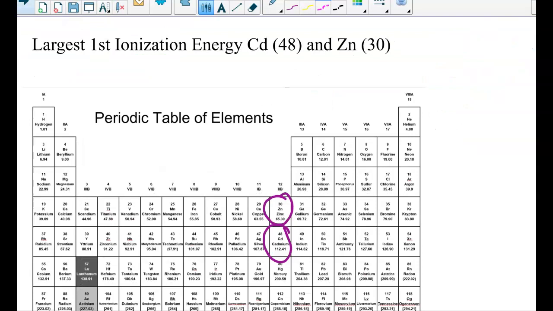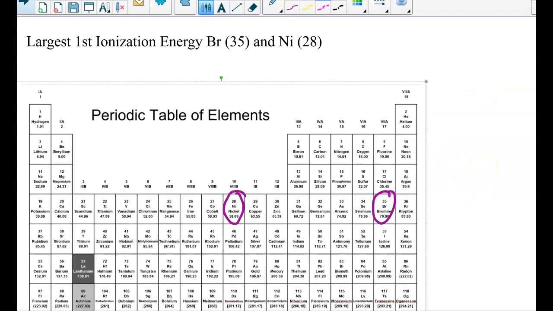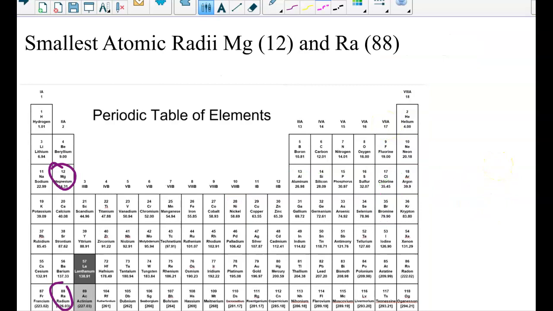Largest first ionization energy. We know ionization energy increases this way and this way. Largest is going to be, in this case, Zn. Excuse me. Largest first ionization energy. Again, we know that it increases bottom to top and left to right across a period. So we're looking at this direction across the period here, and we know Br is going to be the largest.